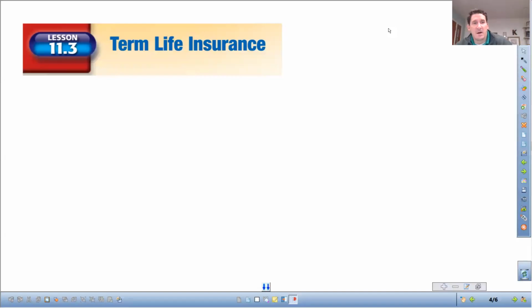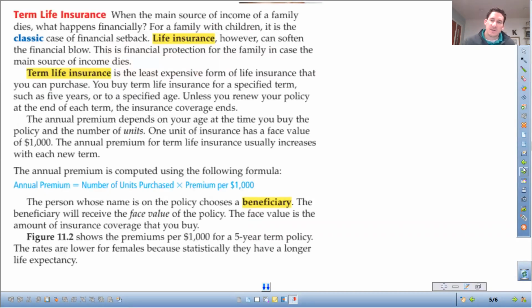All right. Financial math classes. Today we're talking about life insurance. So what life insurance does is, if you have life insurance and you pass away, money goes to your family or whoever you name as a beneficiary. All right.